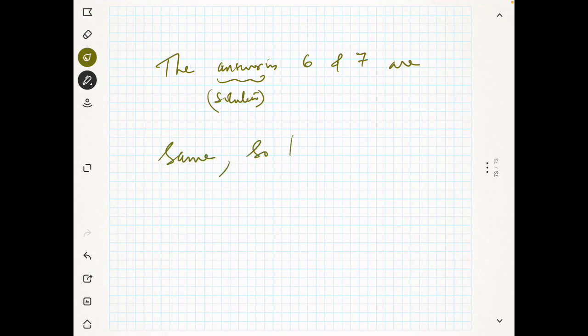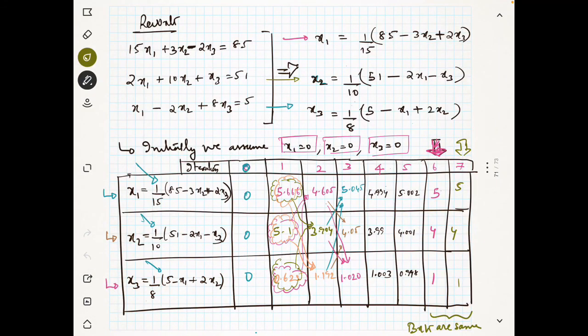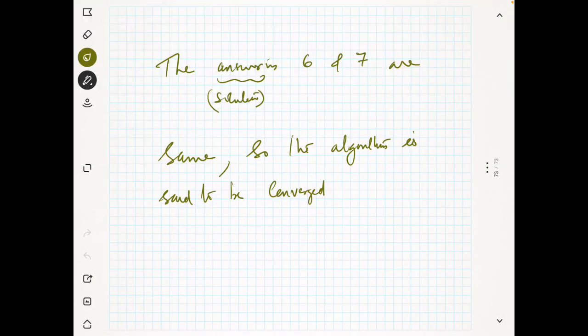So the algorithm, means actually the set of procedures, the algorithm is said to be converged. So you are getting the answer now. So this is your answer. You see here your answer is 5, 4 and 1. So what is the answer? So you will get here x1 is equal to 5, x2 is equal to 4 and x3 is equal to 1. So this is the answer.